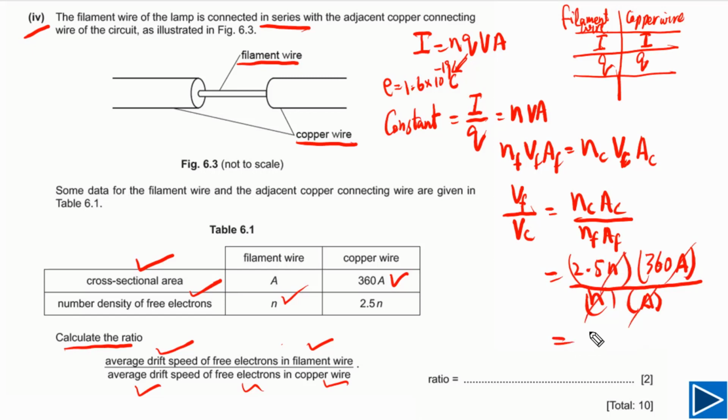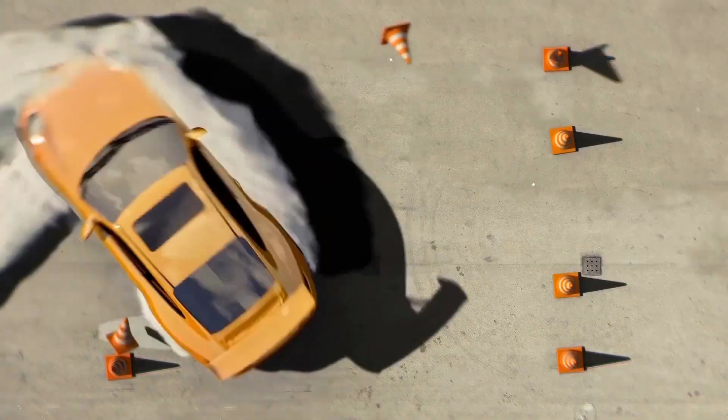If we just multiply these two, our final answer will be 900. So the ratio between the drift speed in the filament wire and the drift speed of free electrons in the copper wire is equal to 900. So this is our final answer. You can also understand it like this: the speed of free electrons in the filament wire is 900 times greater than the speed of free electrons in the copper wire.